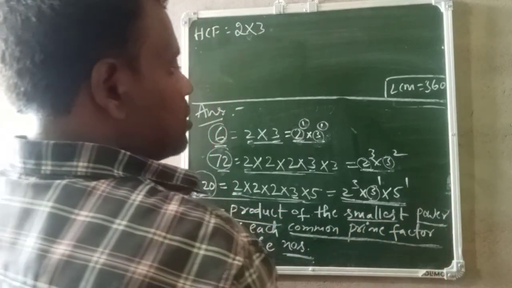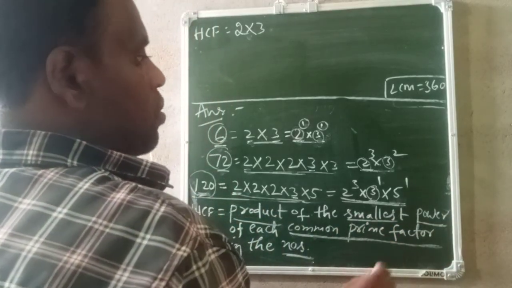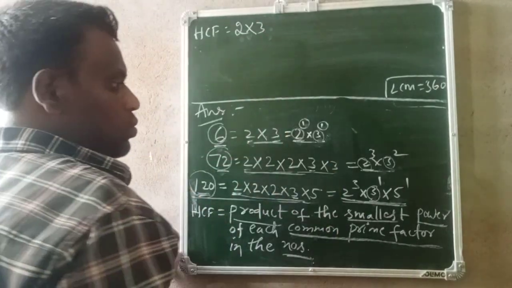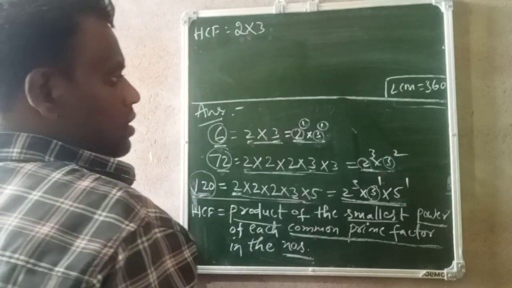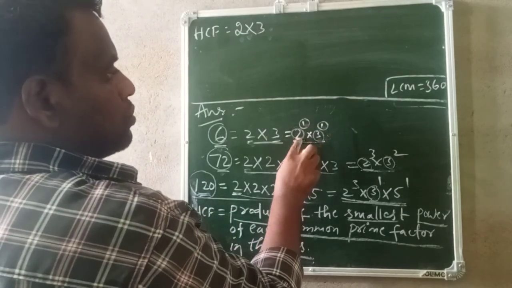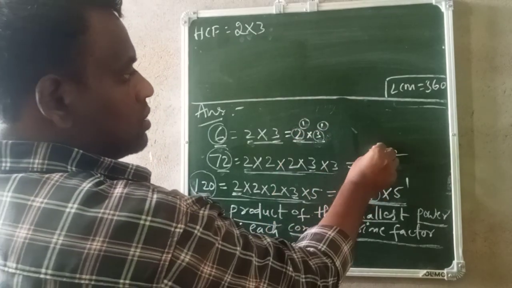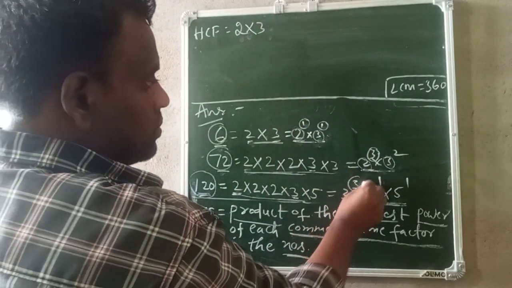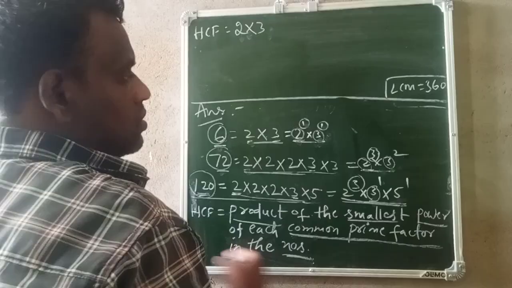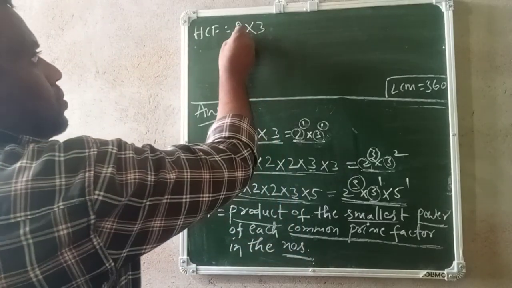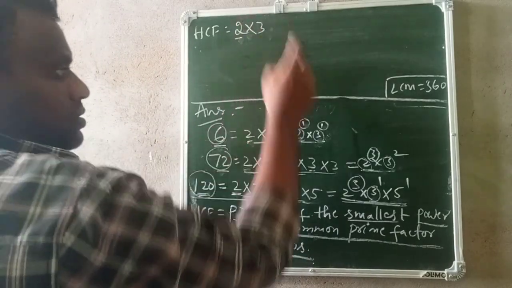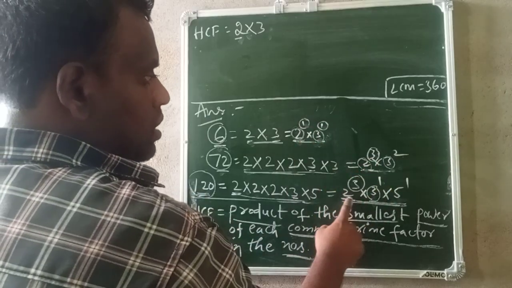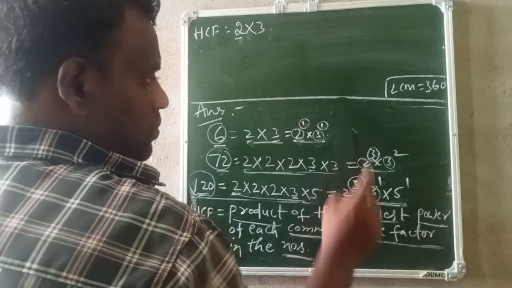Next, powers. Now consider the powers. Powers of what? Powers of these common prime factors, 2 and 3. So you consider the powers. The power of 2 is here 1, here 3, and here also 3. So for 2 you consider the powers: here 1, here 3, here 3.